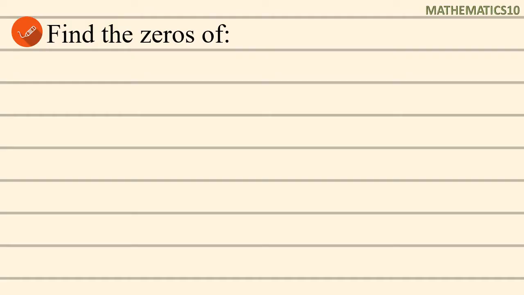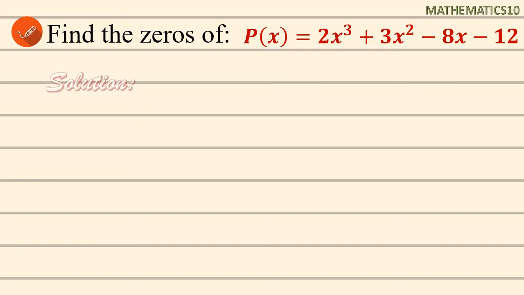Okay, so let us have here our problem. Find the zeros of the given polynomial function. Of course, to start our solution, let's make use of the rational zero theorem wherein we just simply get the ratio of the constant and the leading coefficient. So we have P over Q.